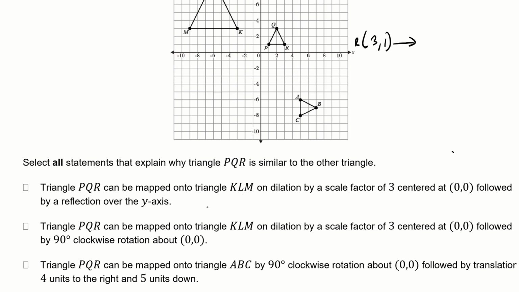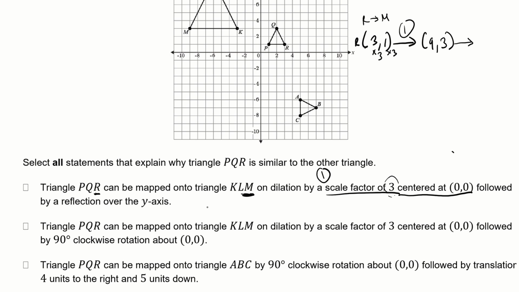Now let's see, that should map onto, it says R, it can be mapped onto M, right? So let me say R goes to the M. Now let's see if that's the case. It says you're gonna dilate by a scale factor of 3. That means you're gonna multiply the coordinates by 3, okay? So we got times 3, and then times 3. So that's gonna be 9, 3. When they say centered at 0, 0, you're just multiplying the coordinates.